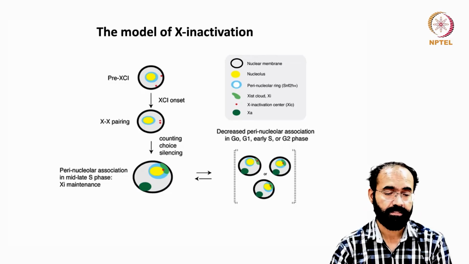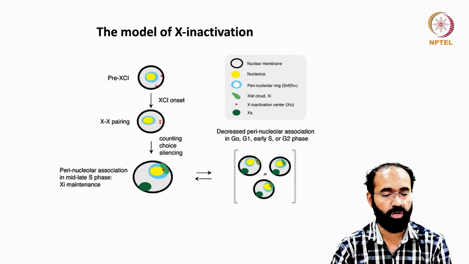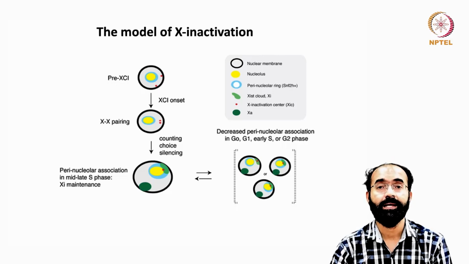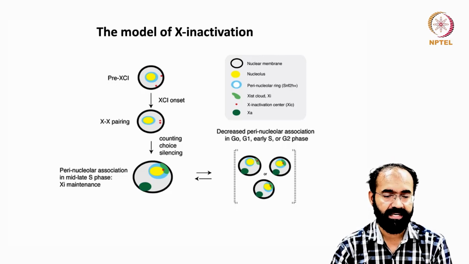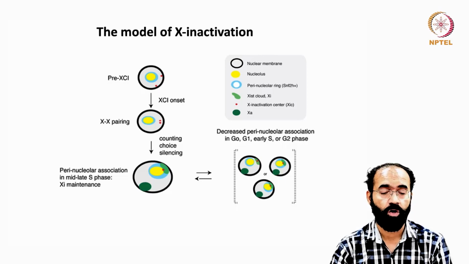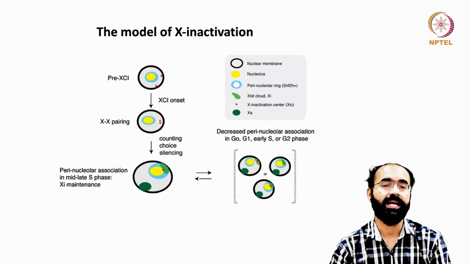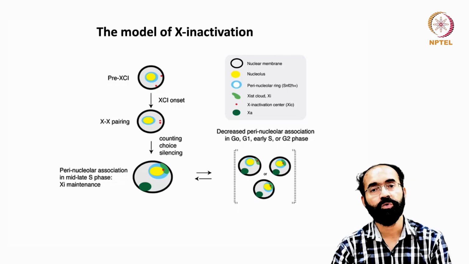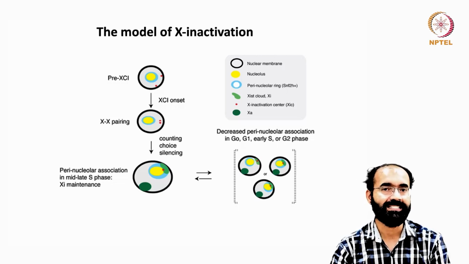Then what happens? The perinucleolar association in the mid-late S phase takes place, and this has to be occurring, or this has to be preferred for maintaining the X chromosome inactivation. If nucleolar association is disassembled, then maintaining the X chromosome in an inactive state can be problematic.